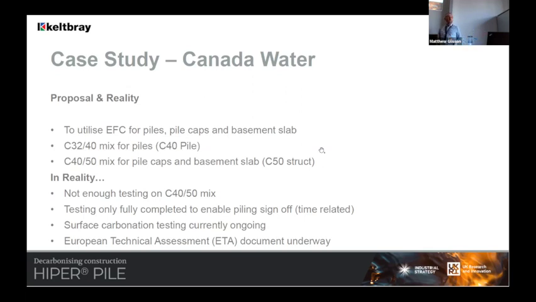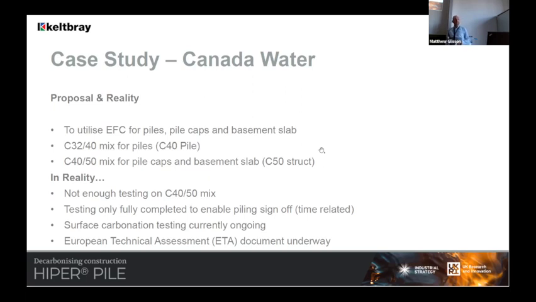So we managed to get just enough testing done to incorporate the earth-friendly concrete into the piles. A structural mix, C32/40, and we were generally getting around about 25 newtons at 7 days. So a typical standard, equivalent to an OPC-based mix.